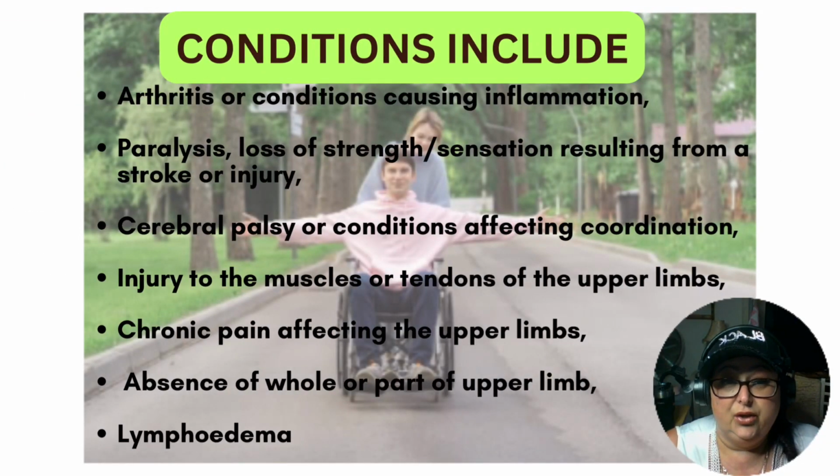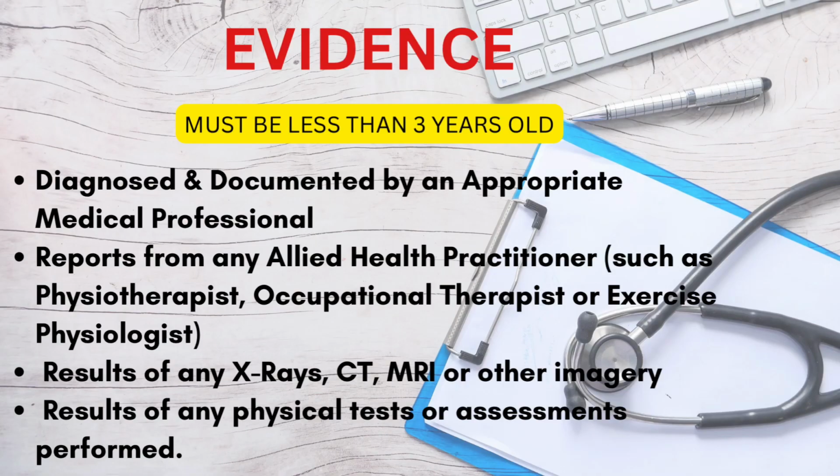Some of the conditions that are used to be assessed under this table include, but are not limited to, arthritis, paralysis or loss of strength and sensation, whether it be from a stroke or from injuries, cerebral palsy, chronic pain, amputation, or lymphedema. As previously mentioned, your evidence must be less than 3 years old and be from an appropriate medical professional. Other reports can be included from allied health practitioners such as physiotherapists, occupational therapists, and exercise physiologists.